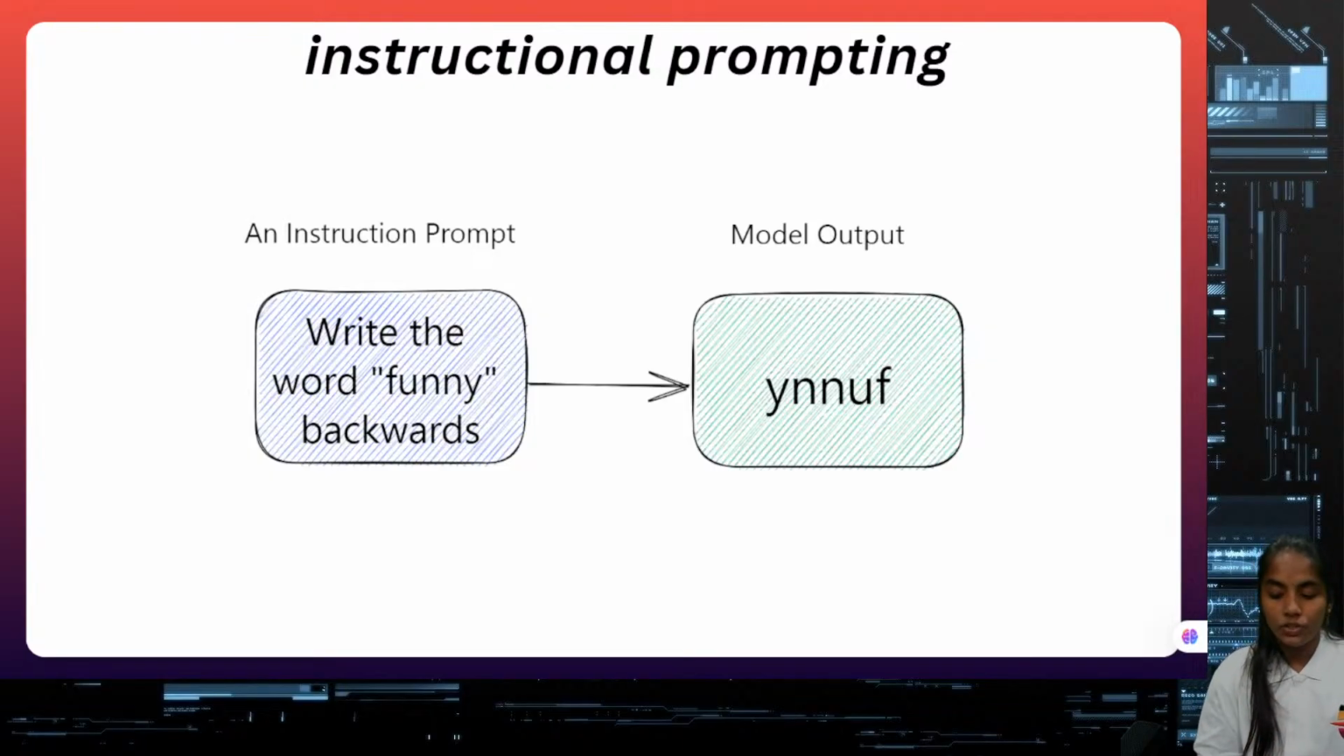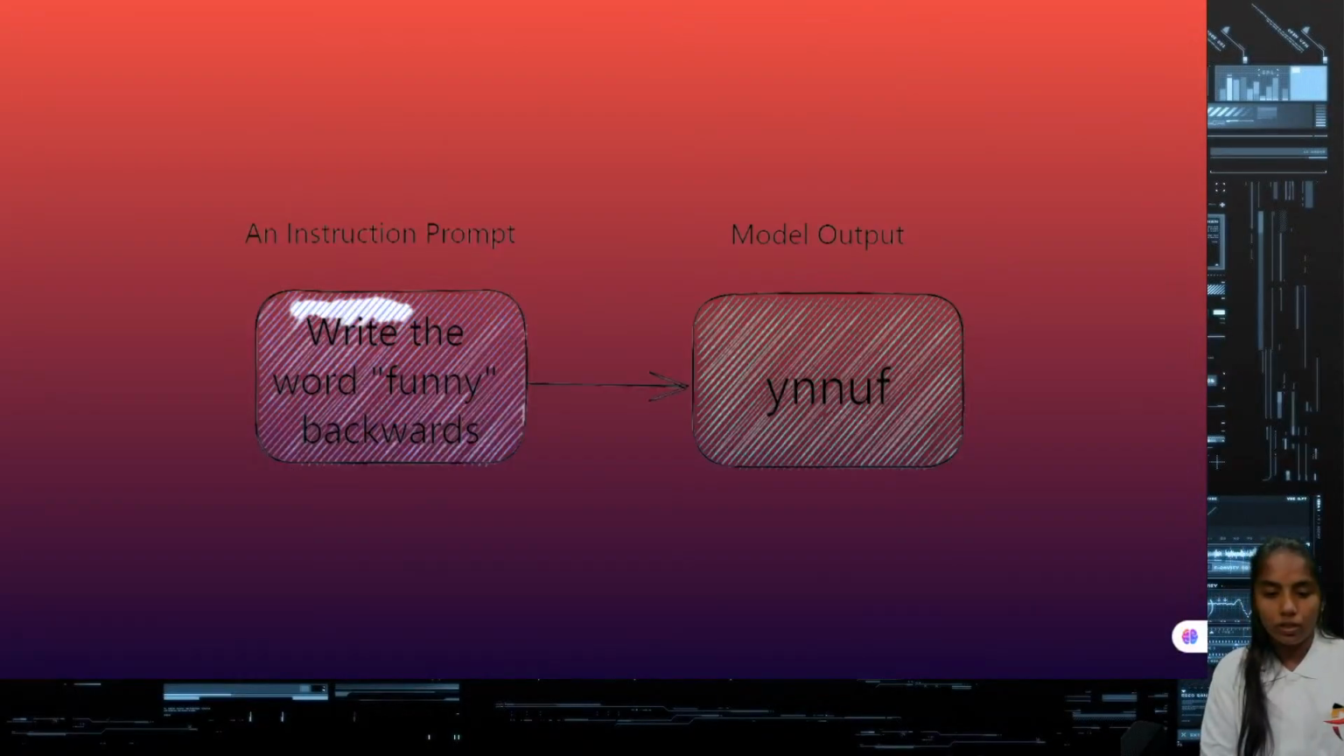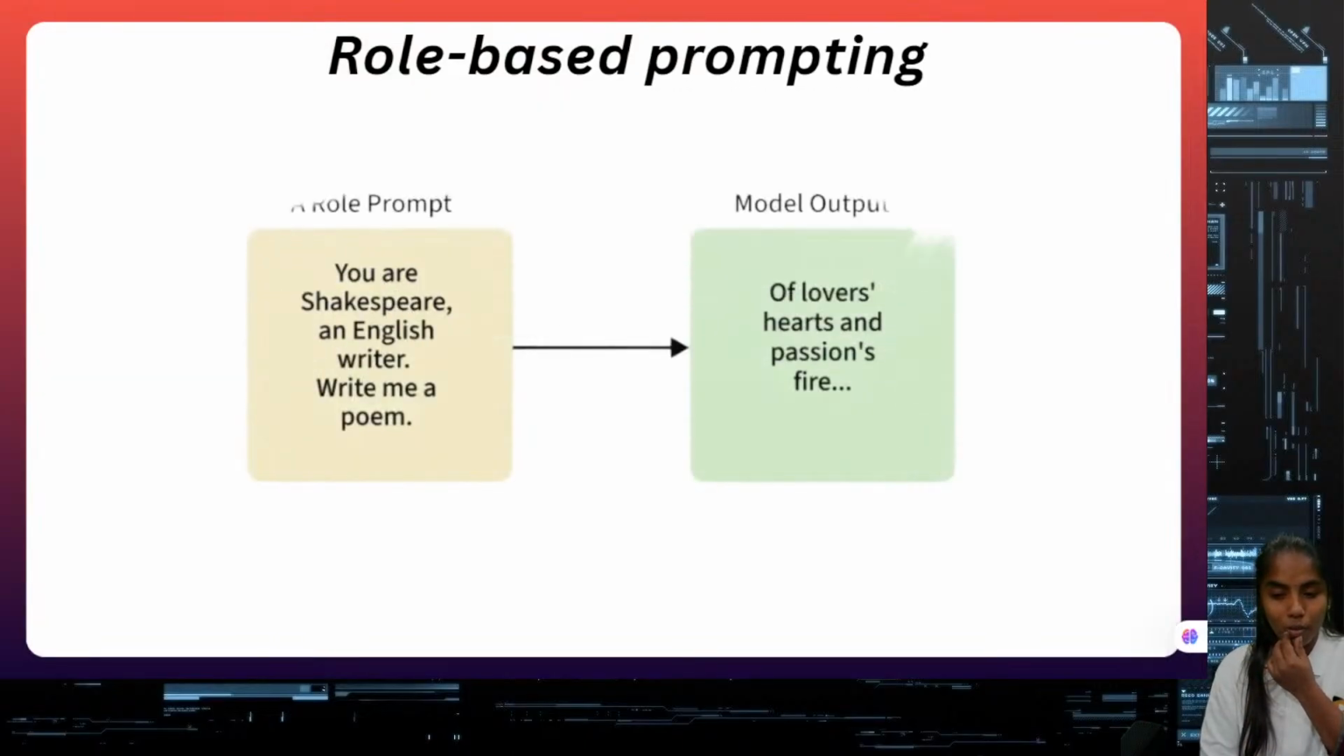That is only the instructional prompting process. Coming to the next one, role based prompting. I'm allocating some particular role, and based on that you have to give the answer. Here you can see "you are a Shakespeare, an English writer, write me a poem." I'm allocating a particular role to the prompt.